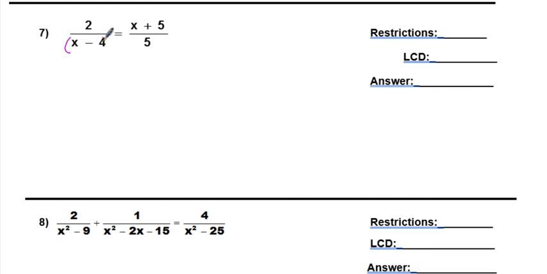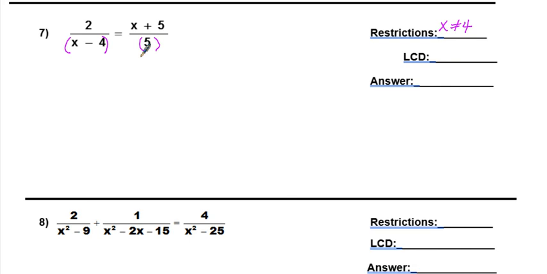7 is interesting. We have one fraction set equal to one fraction. Let's list our restrictions before we forget again. So let's see, this set equal to 0 can't be equal to 0. So we must be able to say x cannot be 4. X cannot be 4. And this fraction isn't really causing us a problem, right? There's no x's down here that could cause a division by 0.